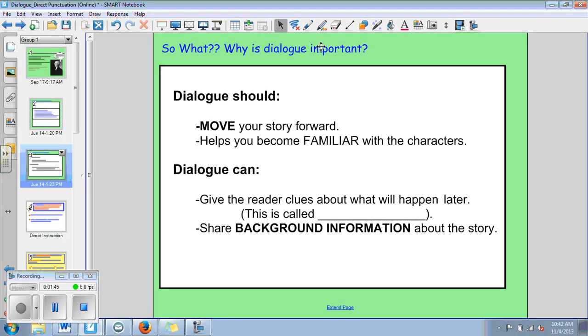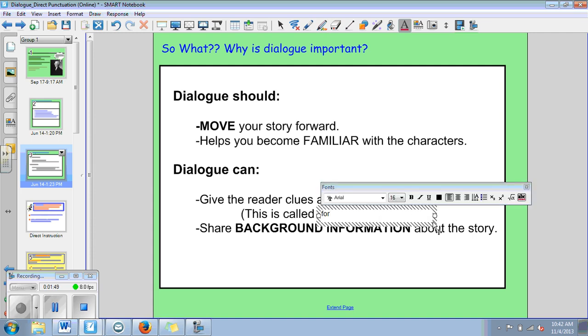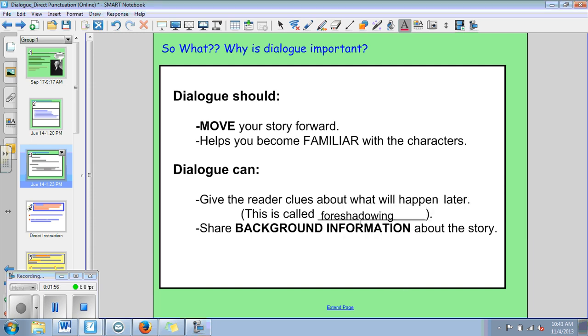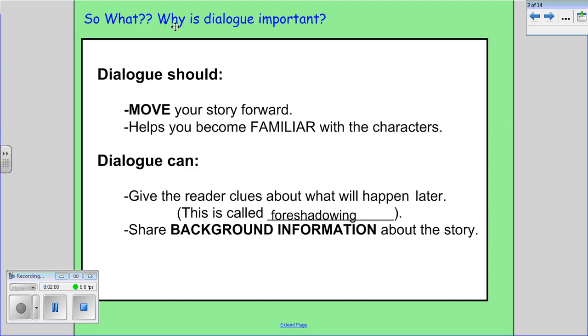This is what we call foreshadowing. Remember, it lets us know what's going to happen a little bit later on in our novel. And then also, dialogue can give us background information about the story. So, for example, a character could retell something that's happened earlier.